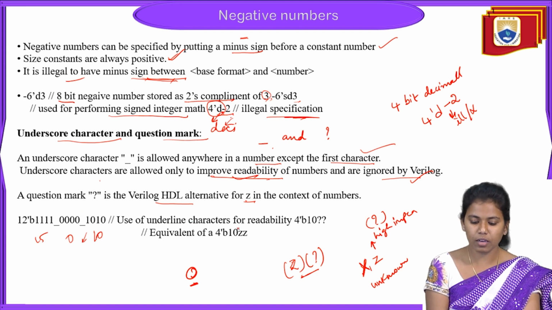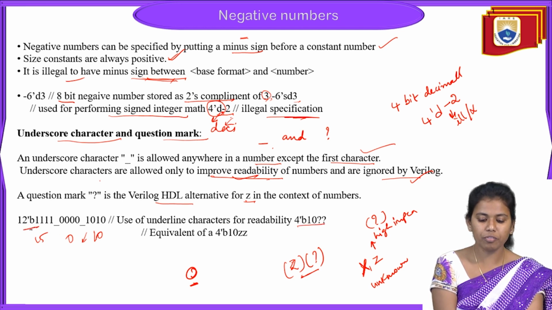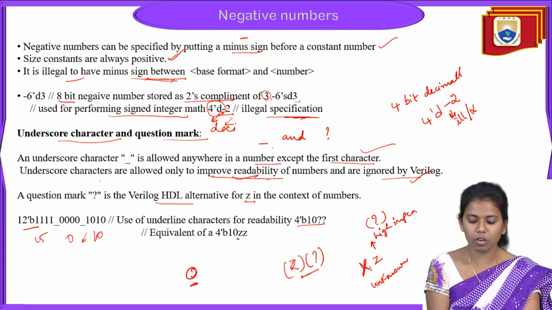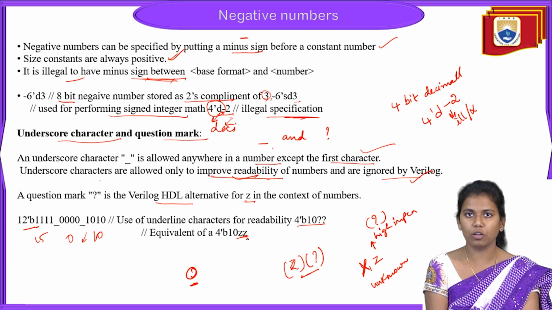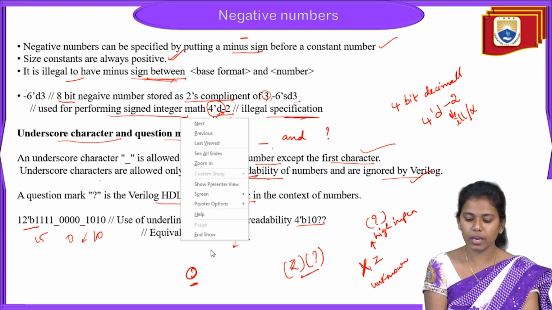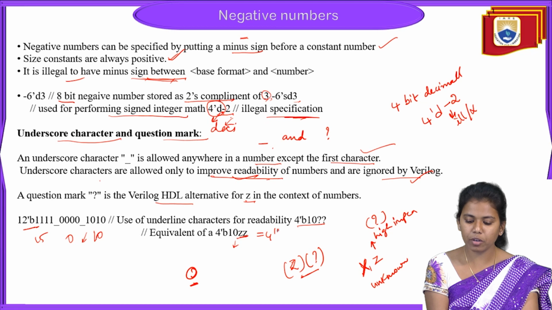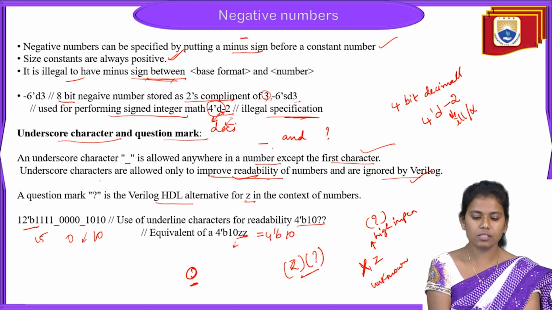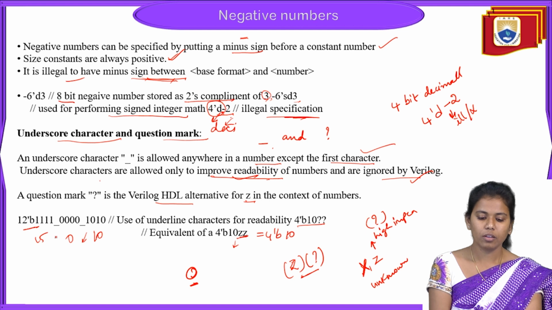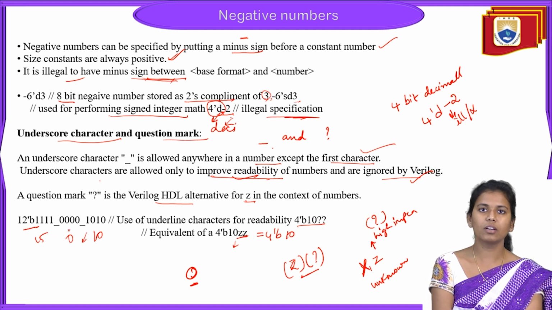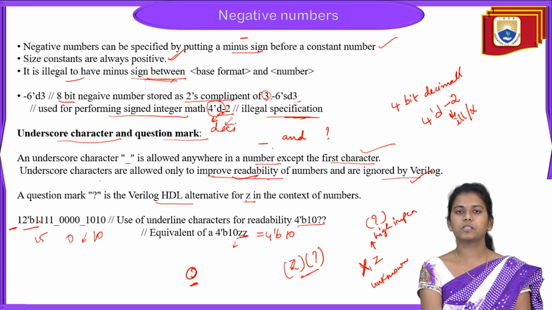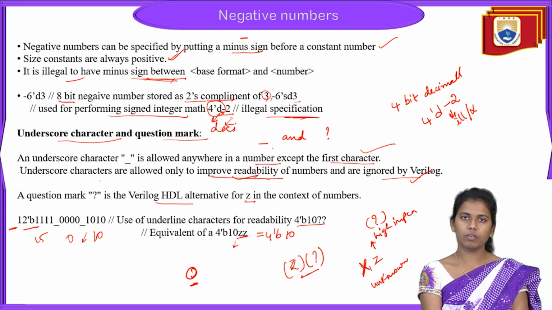So this is the use of the underscore character for readability. This 4-bit 10 with ZZ, as I said, ZZ is nothing but a high impedance value, is equivalent to the same with question marks. So this is how we represent the underscore in between the numbers, but not as the first character. This is what we can observe while writing the Verilog program. This is one of the lexical tokens.